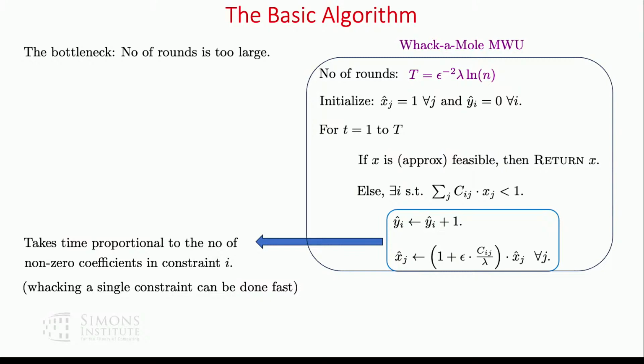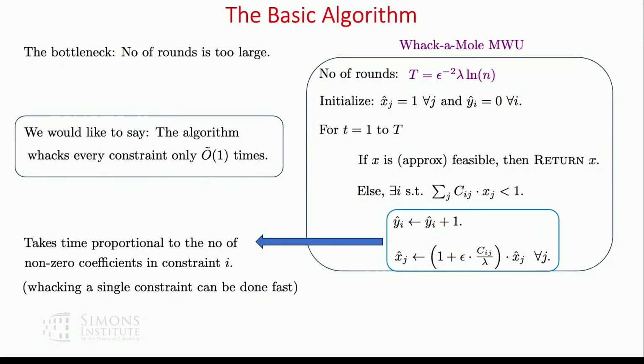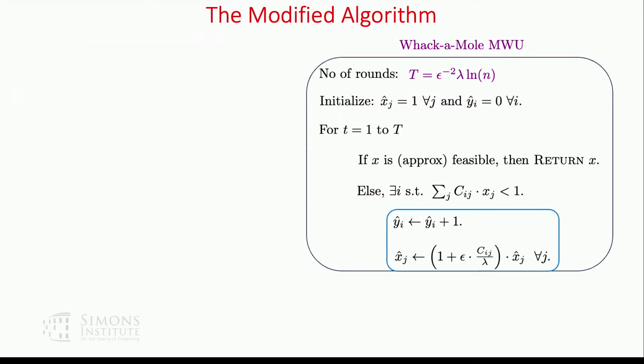The problem is the number of rounds is too large. We can't afford lambda log n many rounds. So how to make this fast? Ideally, we'd like to say something like that. This algorithm would whack every constraint only polylog many times. Then we'll be happy. So what we do, we just slightly modify this algorithm.